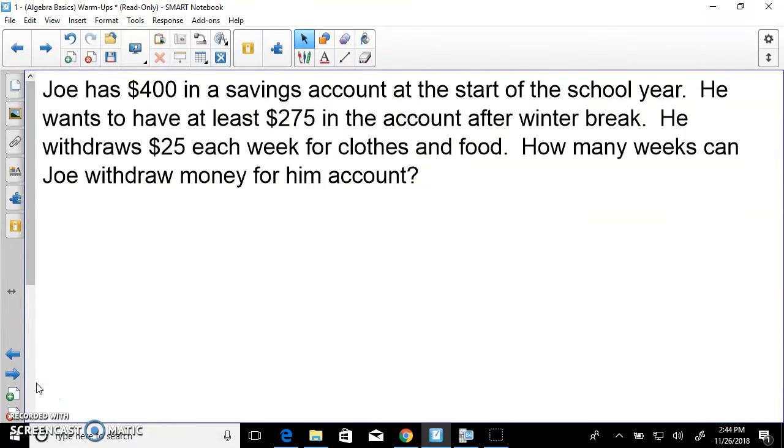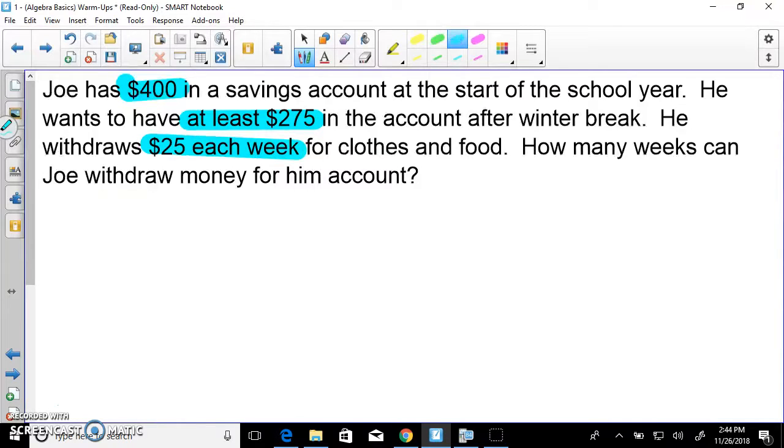All right, so this example is talking about Joe. I'm going to get my highlighter and I'm going to highlight important information. Joe starts with $400 in a savings account at the start of the school year. He wants to have at least $275 in the account after winter break. He withdraws $25 each week for clothes and food. How many weeks can Joe withdraw money from his account?